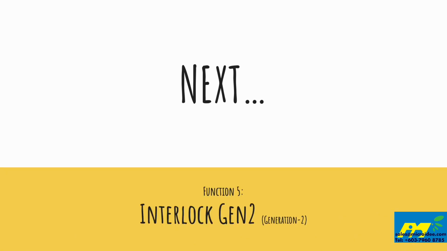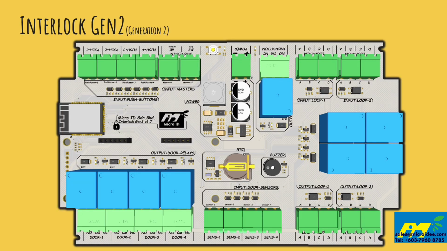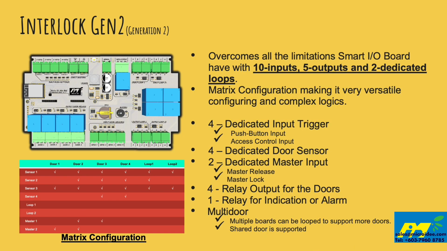Interlock Gen 2. The demand for interlock was a lot, so we built a new interlock board that can do many extra logics as well. And the board is also customizable to any scenario that is needed. This unique board overcame most of the limitations the I/O board has. By increasing the inputs to 10 and having 2 dedicated loops for multi-door communication, the board has evolved from the simple I/O board. So therefore we named it Interlock Gen 2.